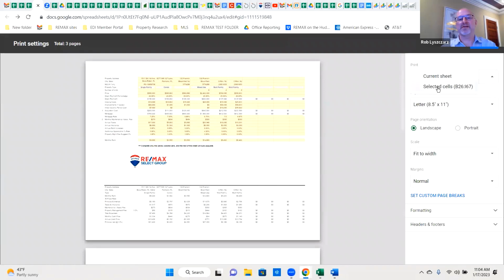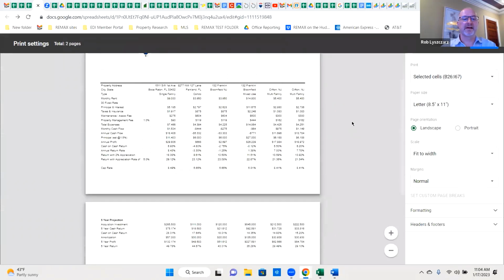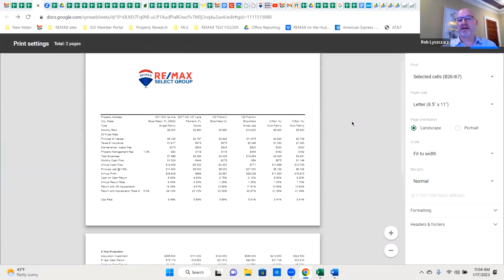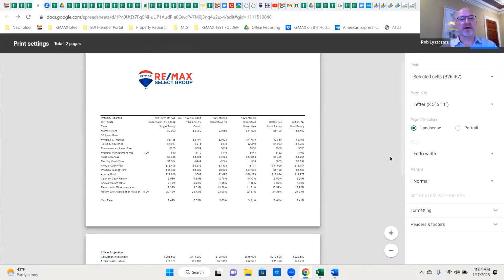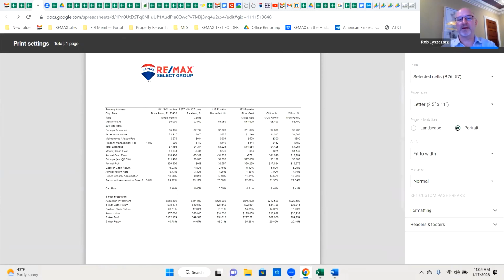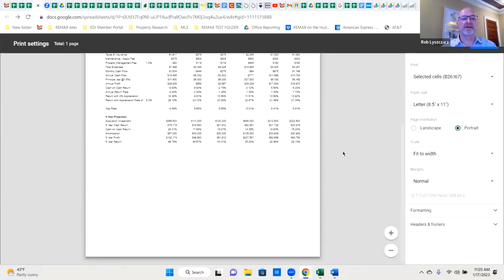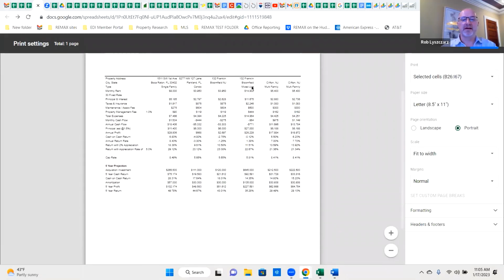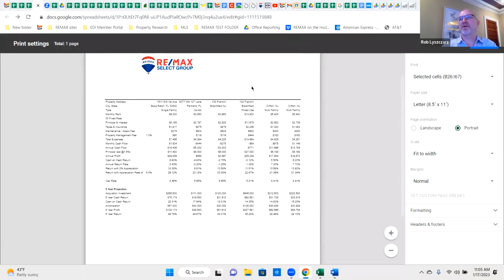Instead of current sheet, you do selected cells, and you can give somebody a customized analysis like this. I can change the spacing here. I can do this portrait. It fits on 1 page. It's got our logo. I could put your logo up, your contact info up here. Now, how many agents do you think in your local market can deliver a sheet like this in 10 minutes? I'll let you sit here. Not many.